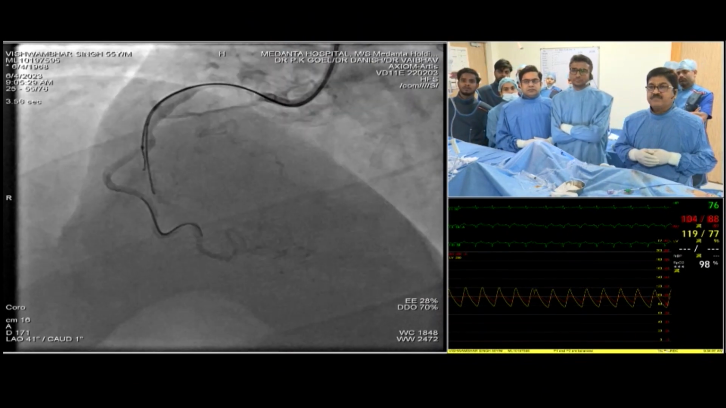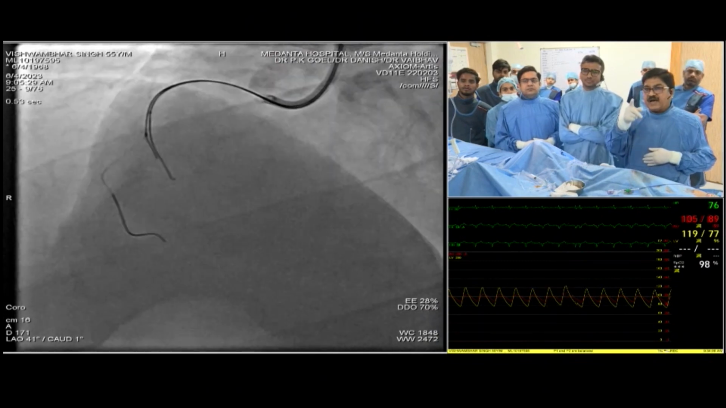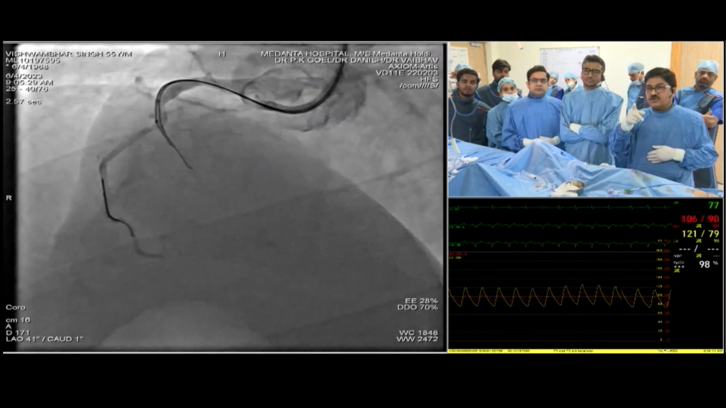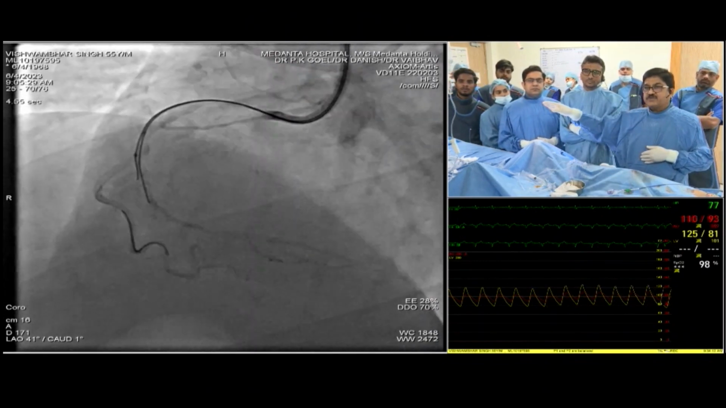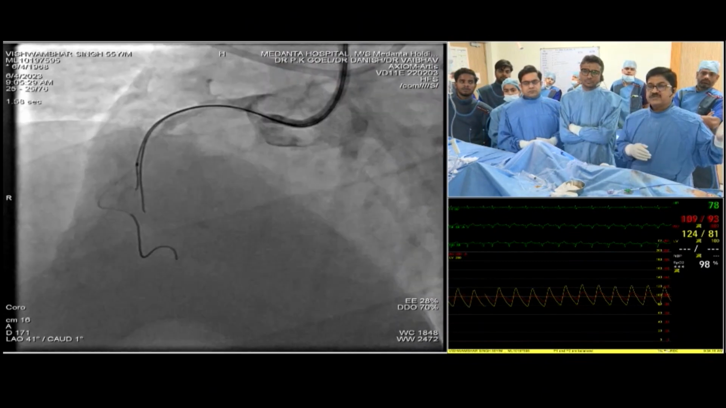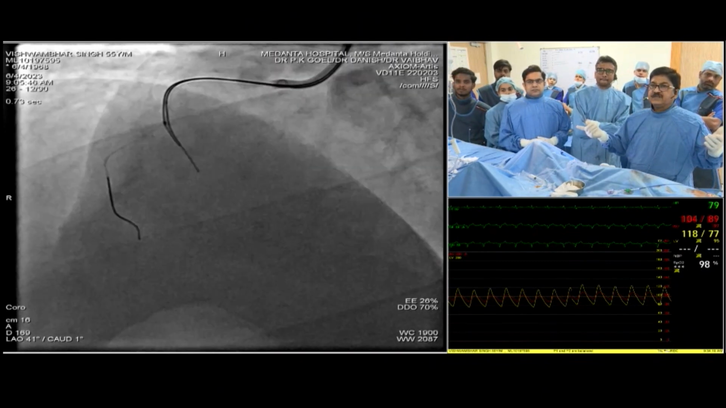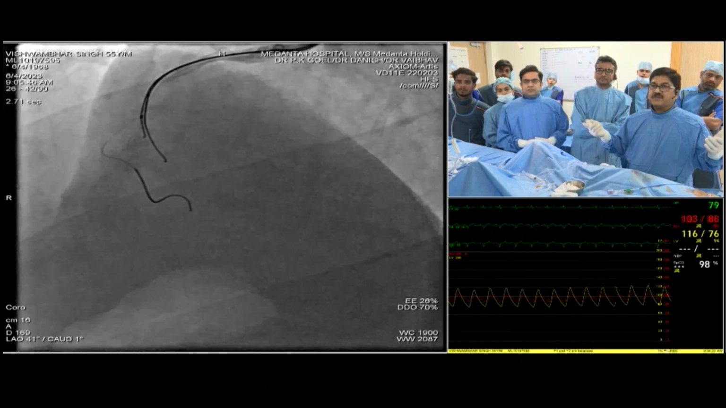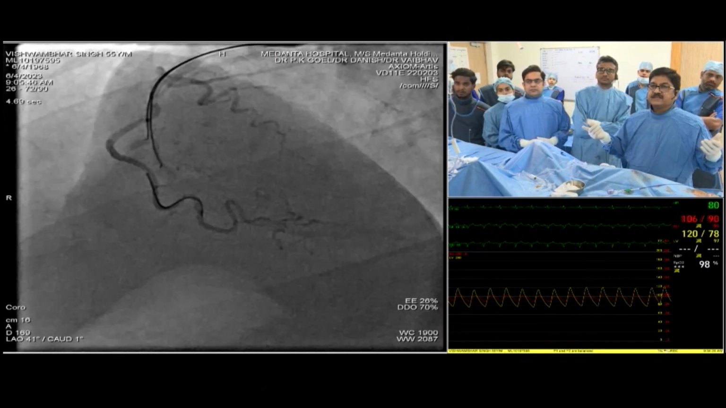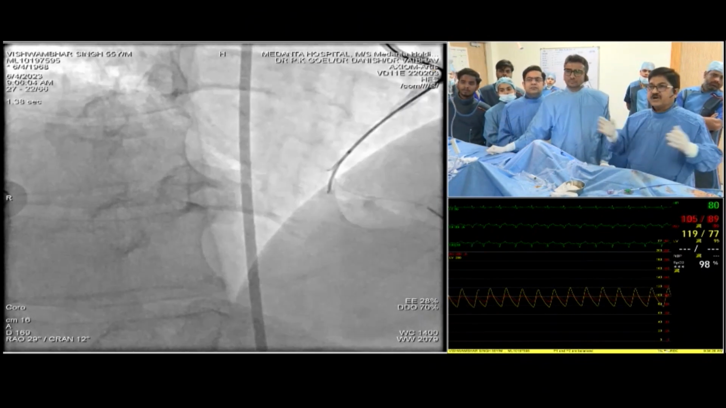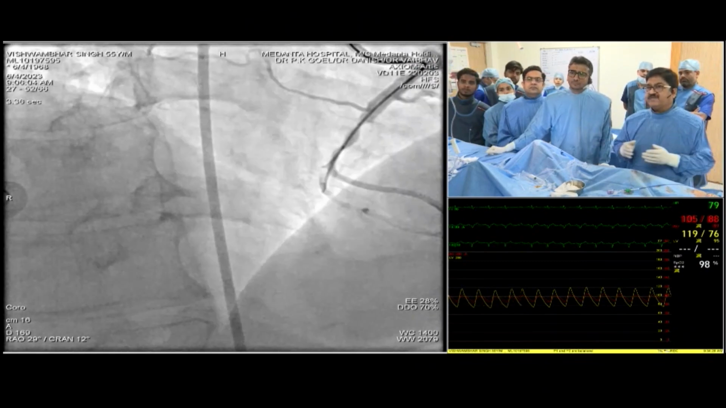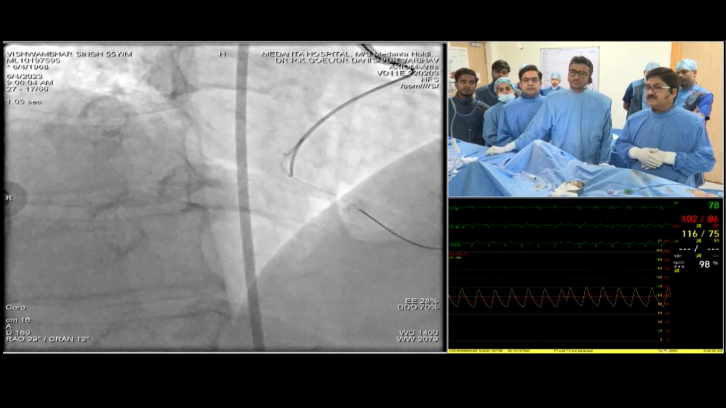Okay, so some progress, and now I see it in LAO. It looks okay with the tip directed posterior. Can you show me in the other view? Next, please. Next, I think RAO should come. Yes, because this antegrade wiring is invariably biplane.